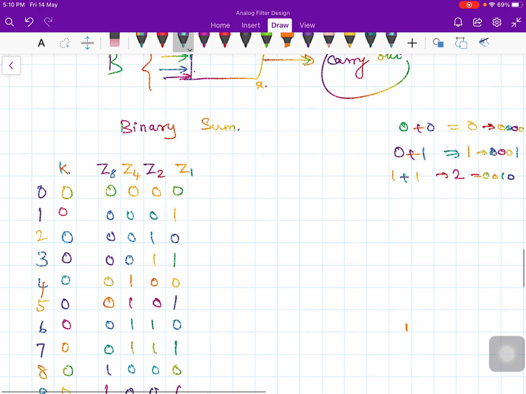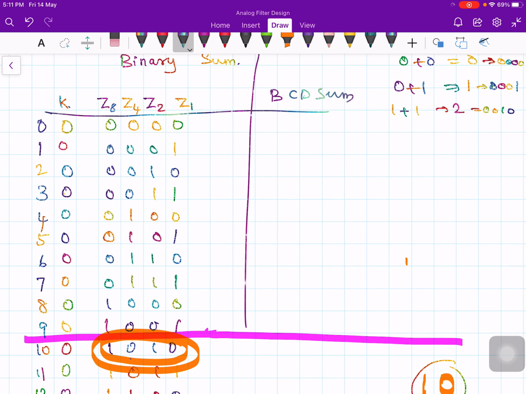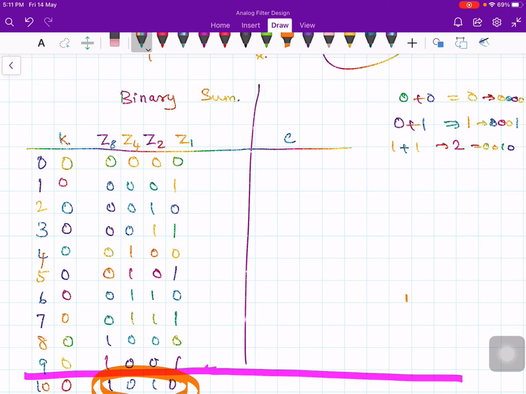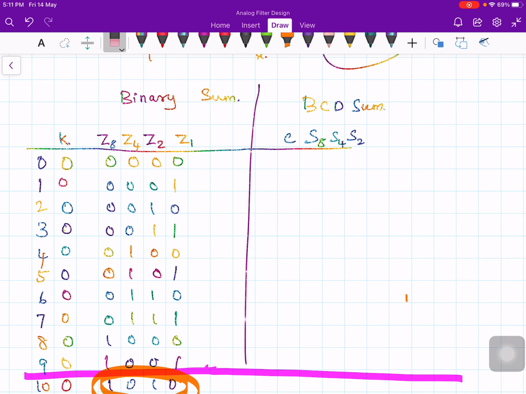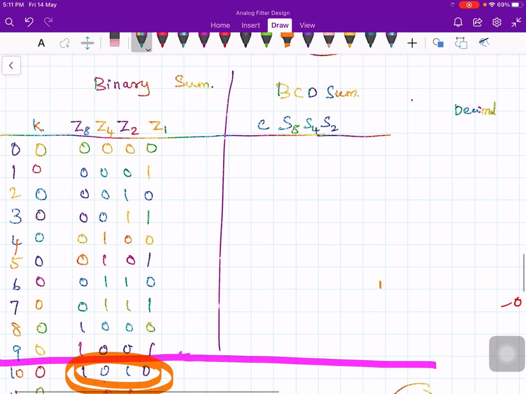Okay, so therefore let me write down here the BCD sum. In this, let me write down carry, and then sum. Let me write S suffix 8, S suffix 4, S suffix 2, S suffix 1, and this is the BCD sum. And let me write down the equivalent decimal number also here. The left hand side I already wrote. Decimal. Okay, S8, S4, S2 and S1. So 0000, no change, you write all zeros as it is.